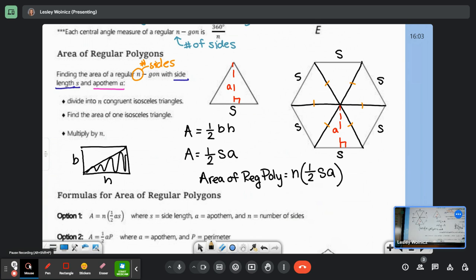Okay. What would the perimeter of this figure be? S plus S plus S, plus S, because we add them. Okay, so how many S's do we have here? 6. Which is N. So if we wanted a general formula for perimeter, it wouldn't be just 6S, it would be NS.